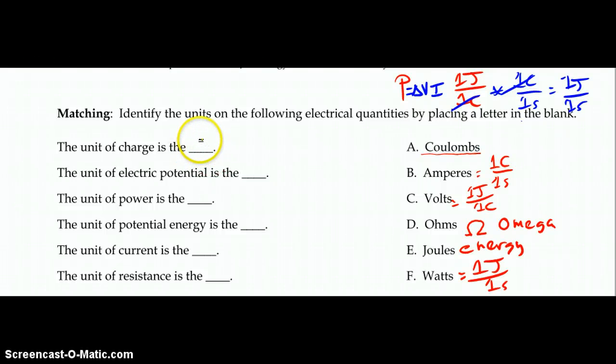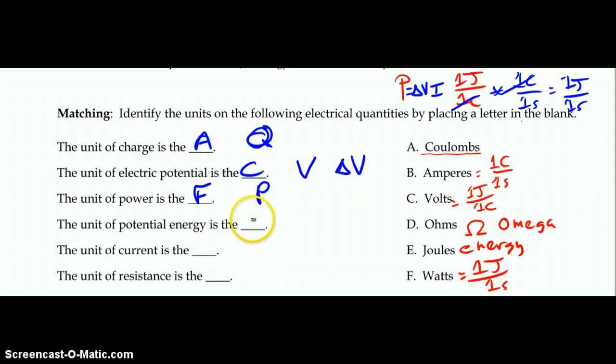Okay, so the unit of charge is the coulomb, so that's letter A over there. And the symbol for charge would be Q. Could be large Q, small q, it's some kind of Q. The unit of electric potential is the volt, that's C. The potential at any point is symbolized by a V. The potential difference would then be symbolized by delta V, the change of potential. The unit of the power is the watt, that's F. And again, the symbol for power is simply P, big P for power.